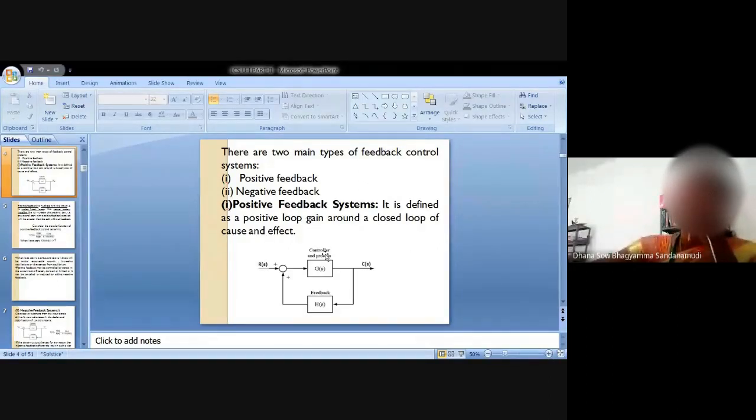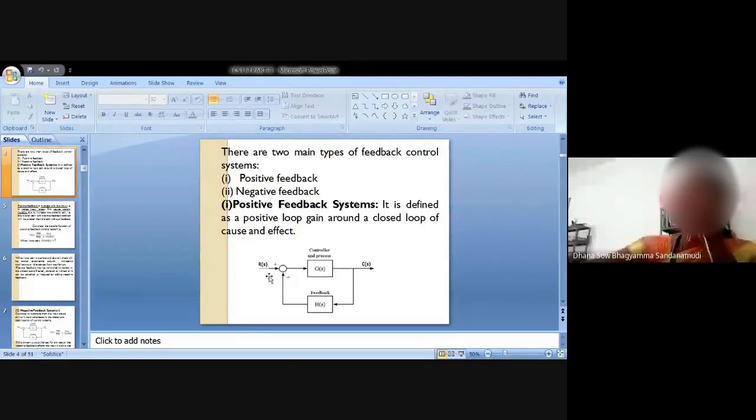The next topic is our transfer function. What is transfer function? How is it defined? What is its definition? We'll explain it to you later on. Now, if I want to know the transfer function of this system, it is nothing but the ratio of C of S by R of S. The ratio of C of S by R of S will give me the transfer function of this system.